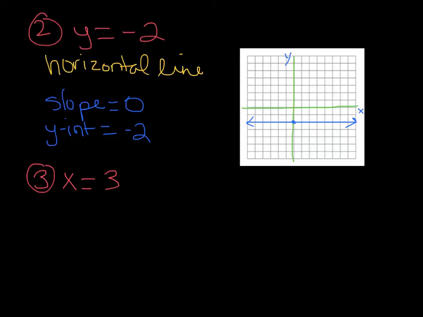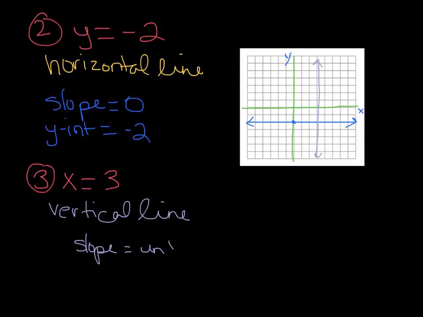Now, for number 3, this one's a little bit trickier. I am going to still draw it first, and I know that it is a vertical line. It will be a vertical line at x equals 3, which means it's going to look like that. So for that, remember, when you have a vertical line, your slope is undefined. One of the interesting things is that for the y-intercept, there actually isn't any, so you can just write none.